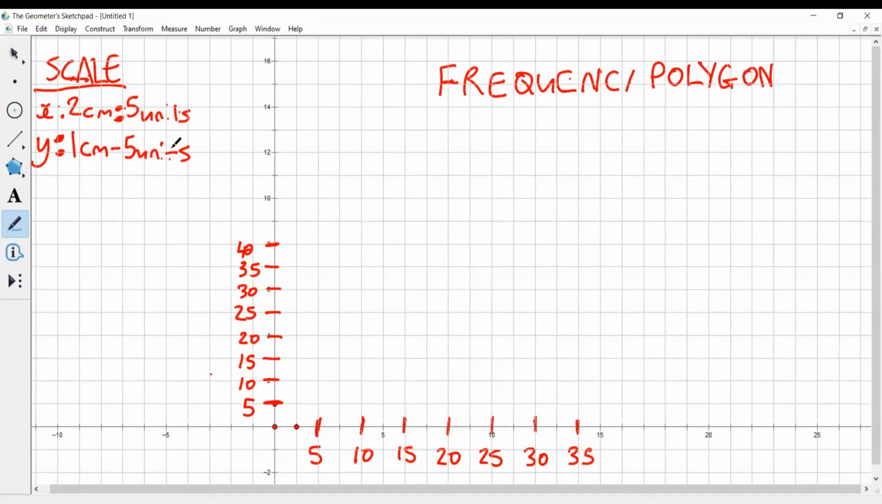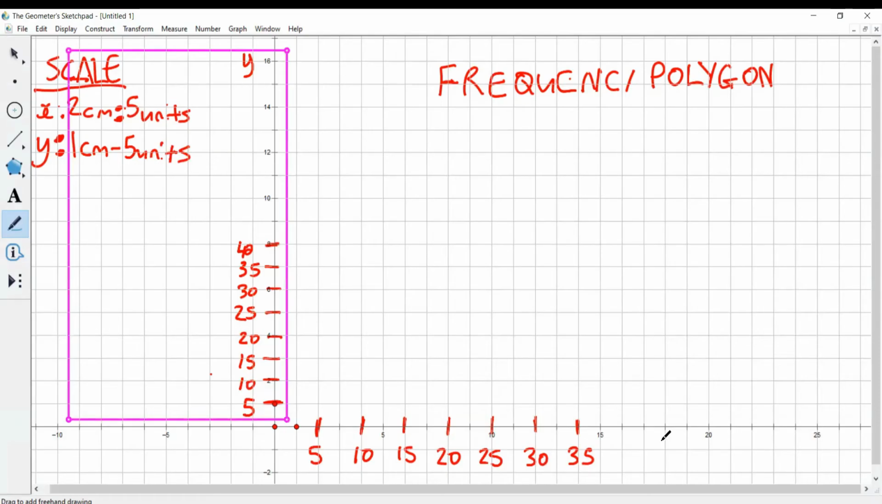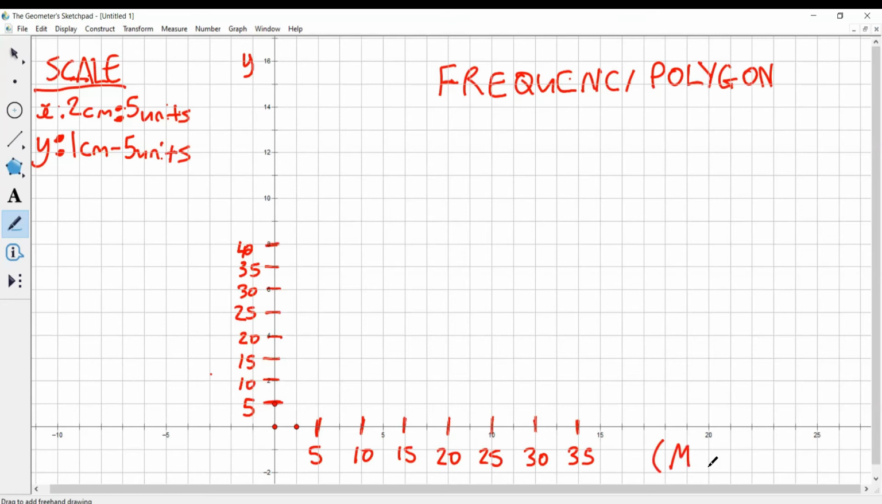All right. And finally, the last thing I like to always say is remember to label your axis. The y-axis is giving us frequency, and the frequency in this case is the number of cows. And the x-axis is the mass in kilograms. So the x-axis, this is the mass in kilograms. And up here is the number of cows. Now let's go ahead and do our frequency polygon.